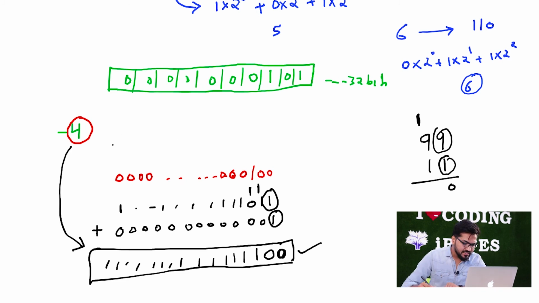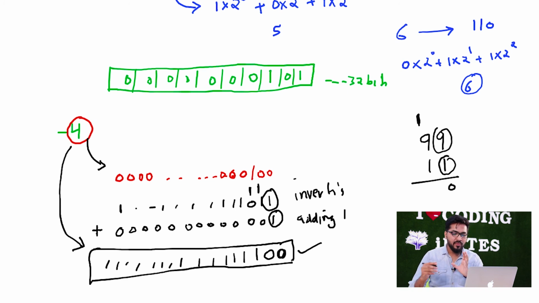Let's understand it once again. For minus 4, first we find the binary of 4, then we invert all the bits, then we add 1 to it. That way we reach the 32 bits with which minus 4 is stored in memory.